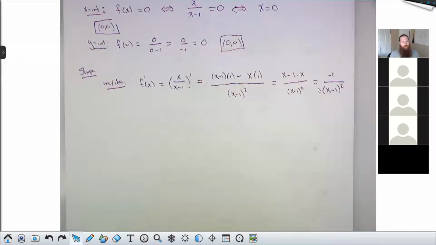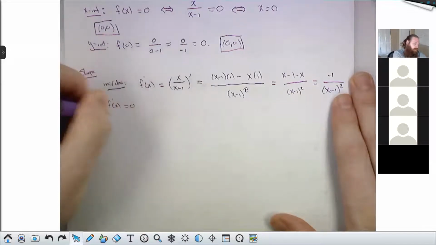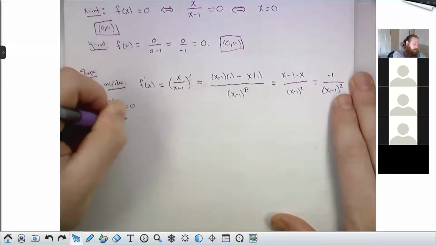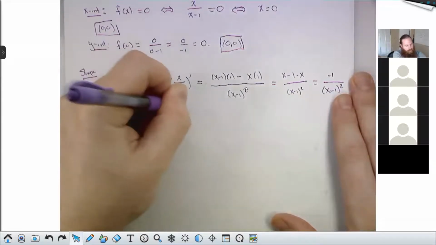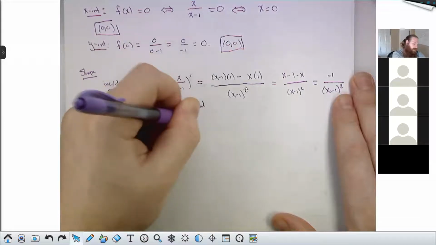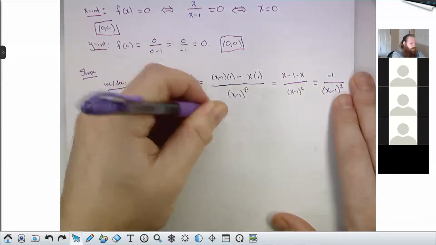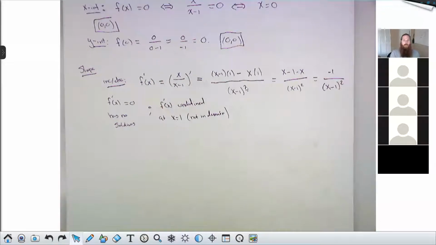So unfortunately this thing will never be zero, right? This fraction is never equal to zero because the top is never zero. Negative one is not equal to zero for any values of x. It is undefined when x is equal to one, but one isn't in the domain of the original. So let's make note of this. F prime of x equals zero has no solutions. F prime of x is undefined at x equals one, but this is not in the domain. So I don't expect there to be a min or a max here because it's not in the domain, but maybe we'll change from increasing to decreasing there or something like that.